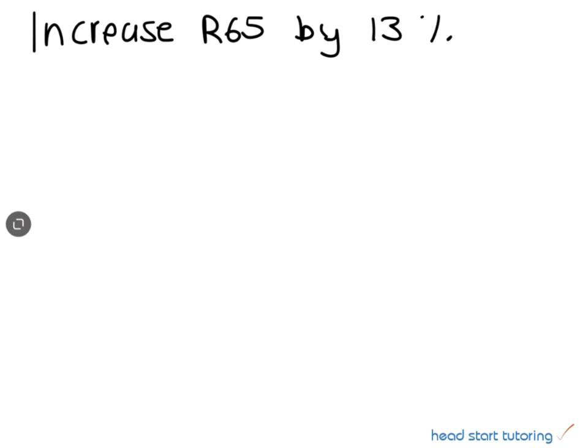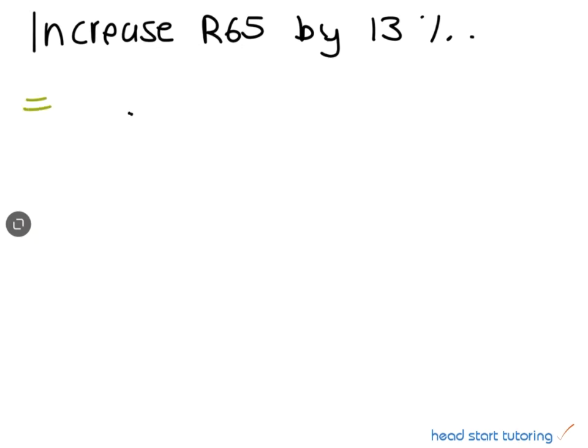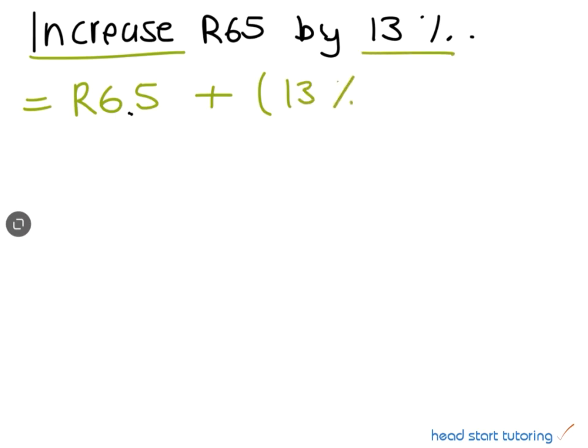If we would like to increase 65 Rand by 13%, again, the way that we set out our working out is most important. So we are increasing 65 Rand, which means we are plussing. Increase means we are making that number bigger. So we are plussing, and then we are plussing by 13%. And remember, that percentage is of the number that we are working with. So 13% of 65, or 65 Rand.